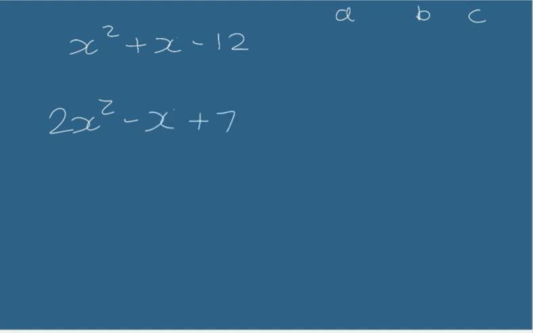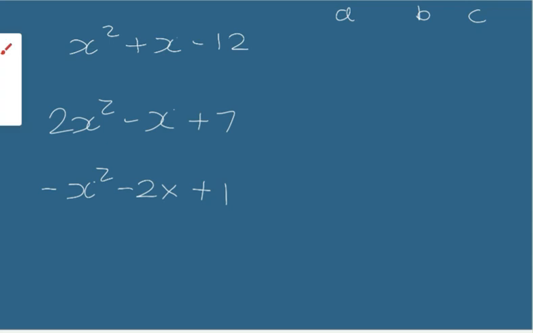Alright, so what we're going to do now is just practice getting the a, b and c out of different combinations. It's always good to practice that skill. So x squared plus x minus 12, and we'll just go a, b, and c over here. The next one is 2x squared minus x plus 7. And then finally, minus x squared minus 2x plus 1. Okay, so try these now and pause the video and see if you get them correct.